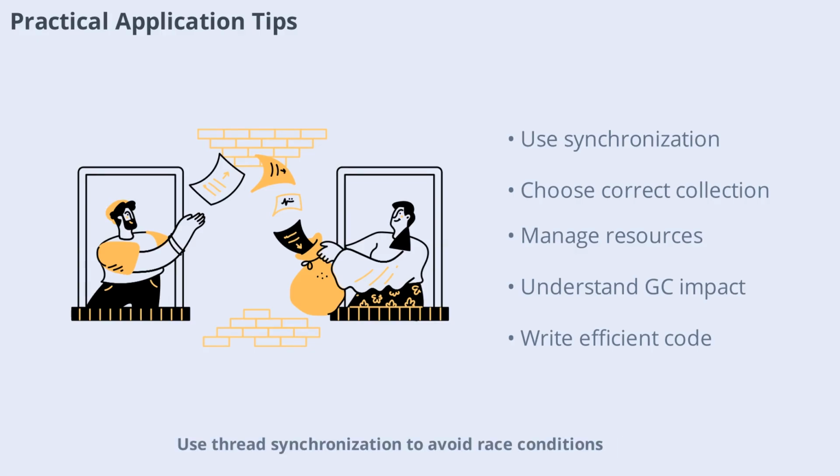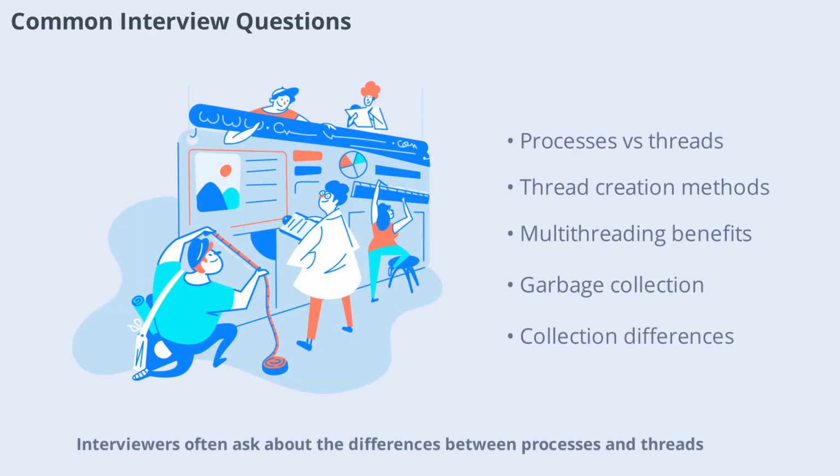Use thread synchronization to avoid race conditions, and choose the right collection type based on ordering, duplication, and performance needs. Proper resource management and understanding of garbage collection will help you write reliable and efficient code. Interviewers often ask about the differences between processes and threads, how to create threads, and the advantages of multithreading. Be prepared to explain garbage collection, memory leaks, and the distinctions between various collections like list, set, map, and their implementations. Clear, concise answers demonstrate your understanding and readiness for Java development roles.